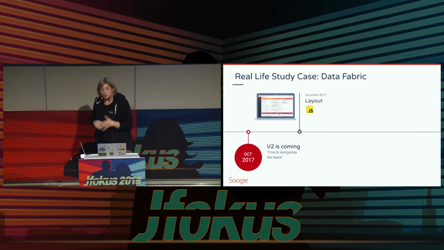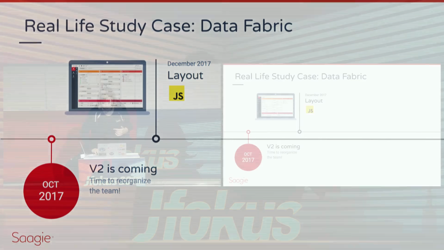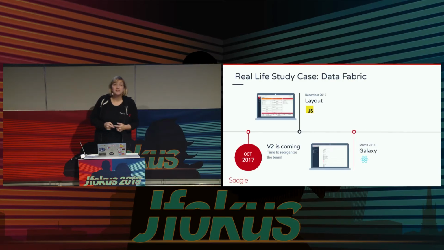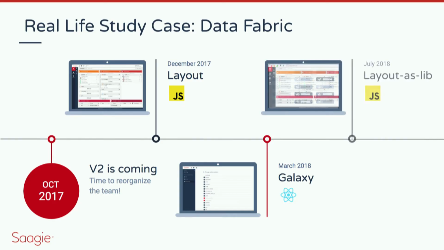So on the human side, it went smoothly. On the technical side, not that much. We started with something we call Layout, which was a JavaScript application launched in December 2017. Then we made another try with something we called Galaxy, written in React, launched in March 2018. And finally, we ended up with Layout-as-Lib, which is written in JavaScript 2, which is in production since July last year. And that's what we are going to talk about right now.